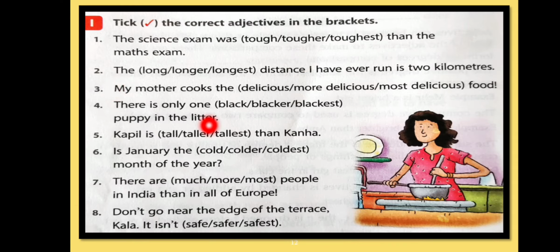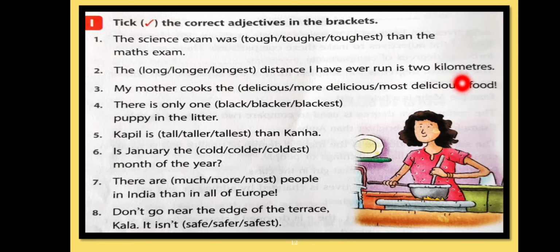Now let's see the second one. The dash distance I have ever run is 2 kilometers. So here you can see the sentence is talking about the most quality. So we have to use the superlative form, and also you can see the keyword the. If there is the, it will be a superlative degree. So it will be the longest distance I have ever run is 2 kilometers.